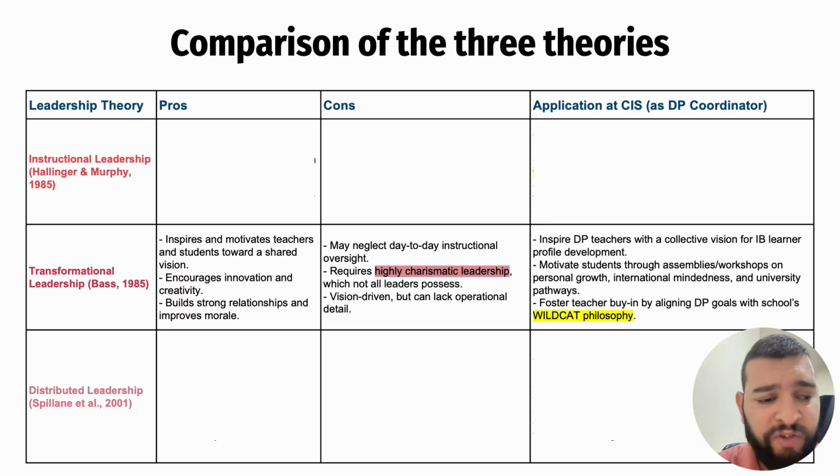Then the next one is transformational leadership, where one of the major cons is that the leader has to be highly motivated, highly charismatic. If the leader is lacking that, then they will not be able to uplift the others around them. And at CIS, we address this by applying Wildcat, which is a behavior policy. Wildcat is an acronym where the students follow certain things in their day-to-day life, and it aims at building the ATL skills, which is the approaches to learning, and it integrates extremely well with IB.